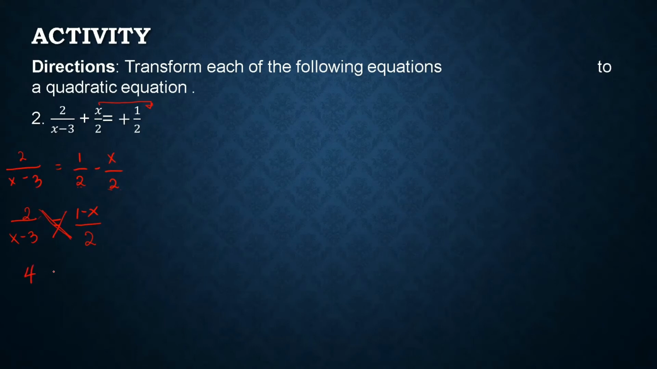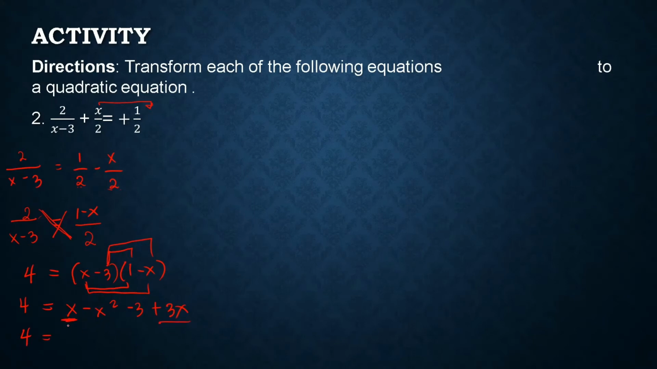Then, equal to, so let's multiply x minus 3 times the quantity of 1 minus x. So, we're going to use the FOIL method. So, 4 is equal to, x times 1 is x. Then, x times negative x is equal to negative x squared. And then, negative 3 times positive 1 becomes negative 3. And then, negative 3 times negative x is positive 3x. Then, after this, we're going to combine the like terms. So, 4 is equal to, the like terms are x and positive 3x.